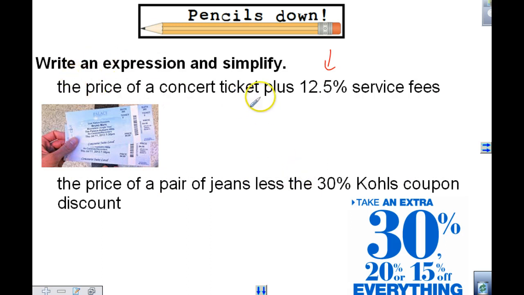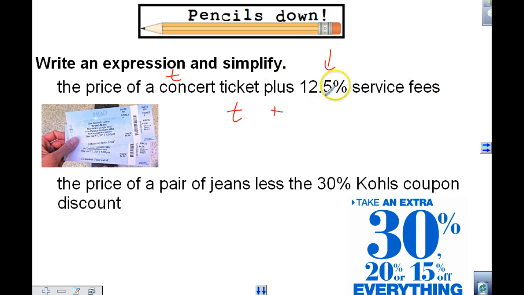All right. So the price of a concert ticket plus, that's your plus sign, right? Instead of writing out price of a concert ticket, let's just call the variable something else. Say P or T for ticket or C for concert, doesn't matter. Plus a 12.5% service fee.